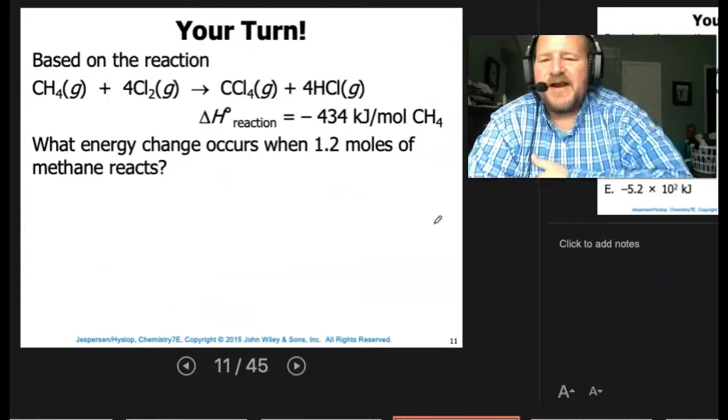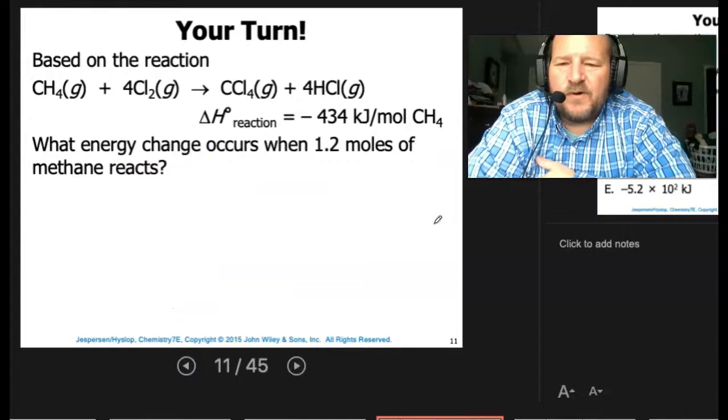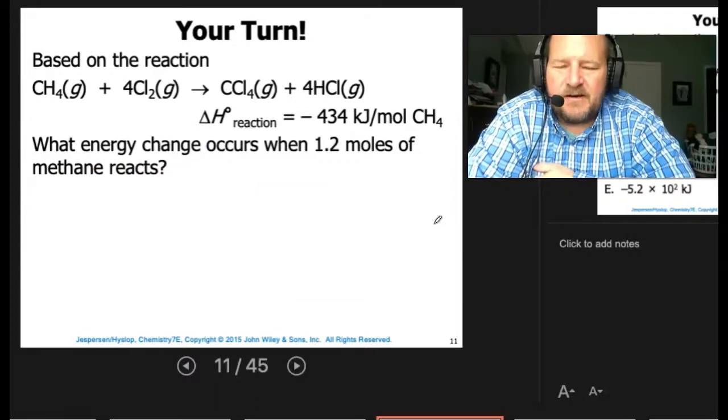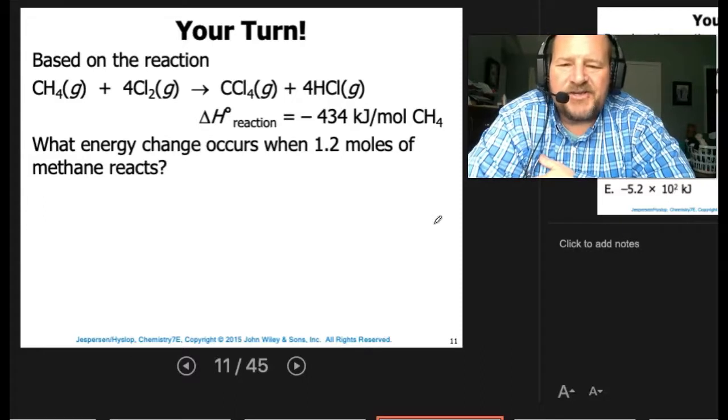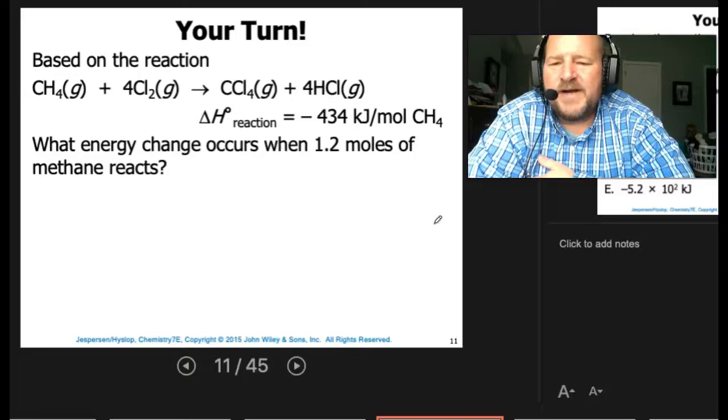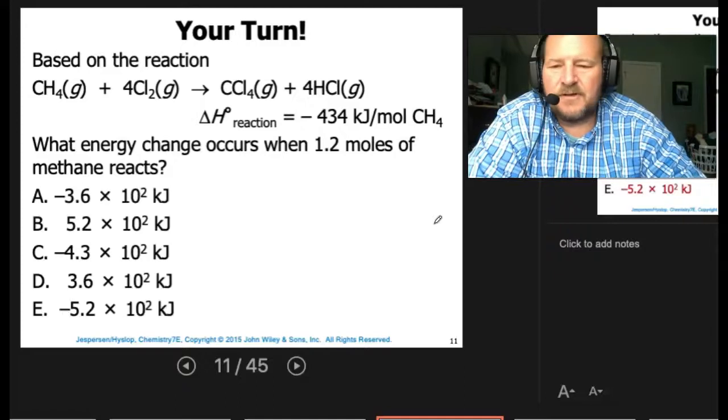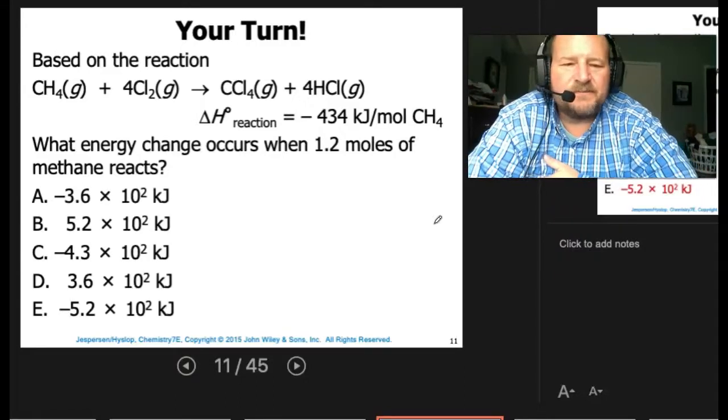All right, so based on the reaction for methane to react with 4 chlorines to make carbon tetrachloride and HCl gas, the delta H for this reaction is negative 434 kilojoules per mole of methane. What energy change occurs when 1.2 moles of methane reacts? Here are your options.